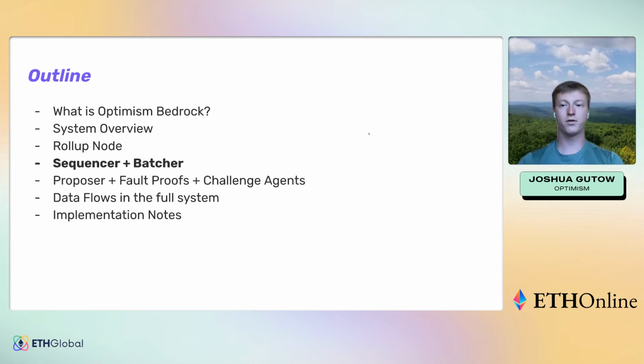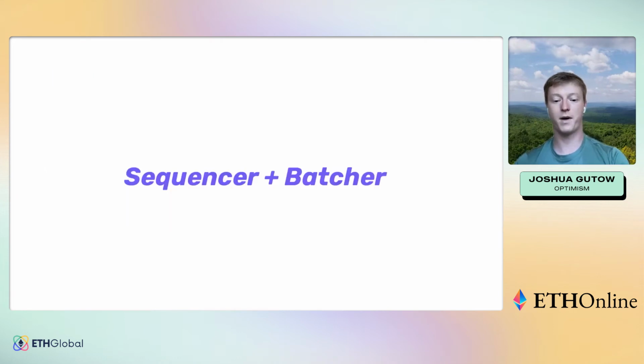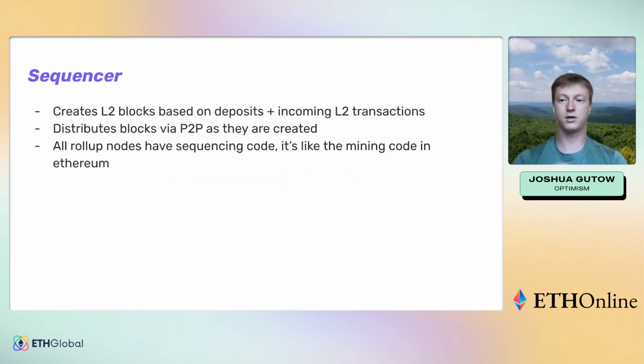Cool. So we've covered the rollup node, talked about OP-Geth and the OP node, how they interact, and how different nodes interact with each other on the network. Now we're going to talk about the sequencer and the batcher. The sequencer is basically a normal node. It runs a mining process, just like Ethereum, where every full node has mining code in it. Every rollup node will also have mining code in it, and there's just one specific one that can run.